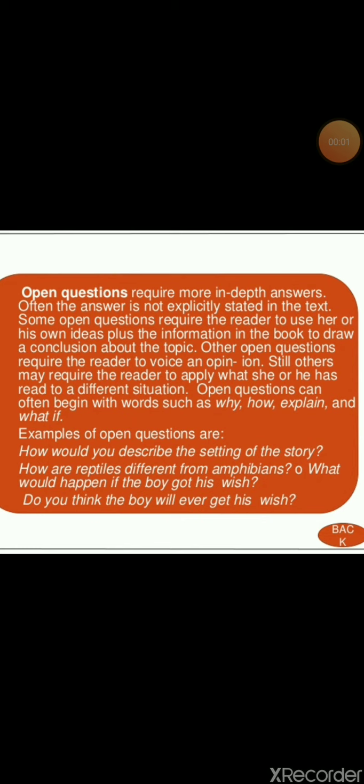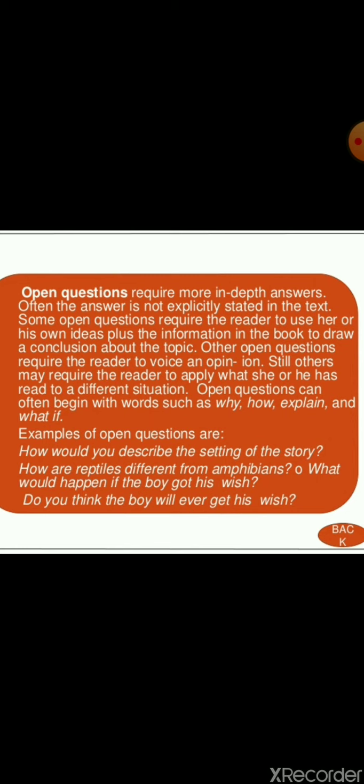Okay, open questions. Open questions require a more in-depth answer. I told you very precise answers in closed questions, but here very much detail. There is no limit of answering the open questions. Often the answer is not explicitly stated in the text. It is not given in the text. You need to find it out.